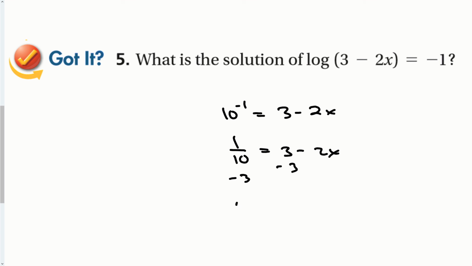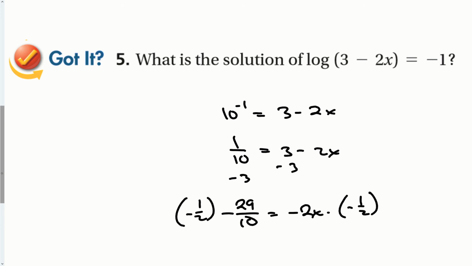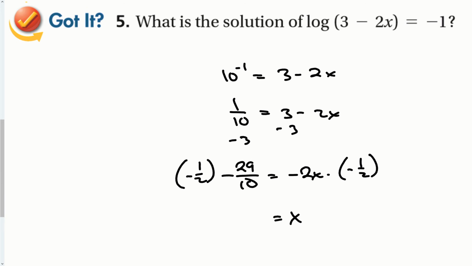Common denominator, so that makes it negative 29 over 10 is equal to negative 2x. Divide everything by negative 2. That's multiplied by negative 1/2. And we get that x is equal to positive 29 over 20. Not so bad. Okay. Let's just double check this. Yeah, got it.